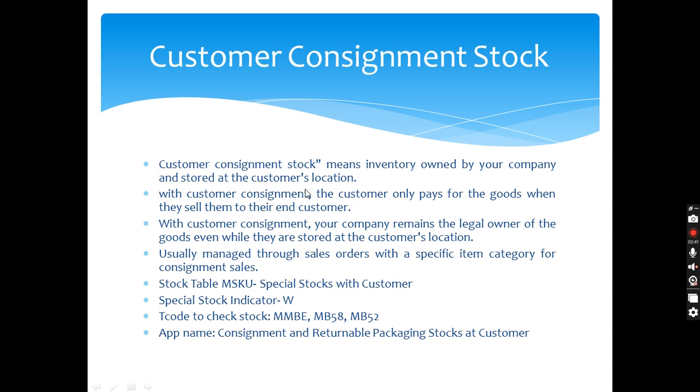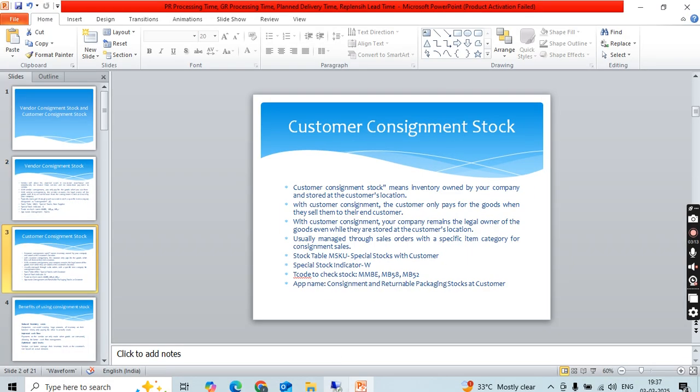This customer consignment stock has special stock indicator W, and you can check this stock in transaction code MMBE, MB58 or MB52. On Fiori, you can get customer consignment stock details in the Customer Consignment and Returnable Packaging Stocks at Customer application. So what we'll do is check this table, transaction codes and Fiori application in the system.